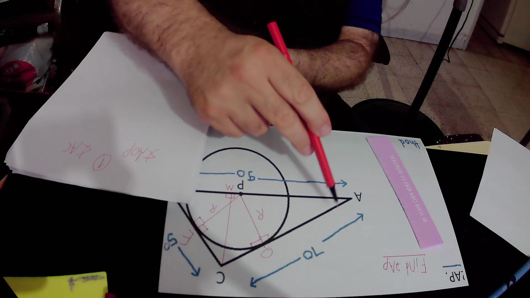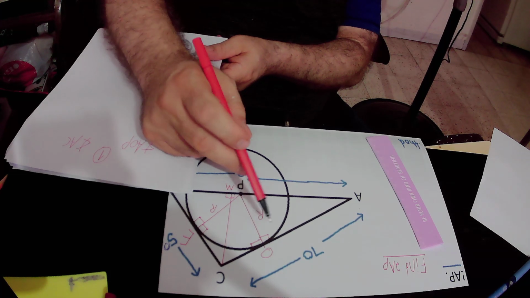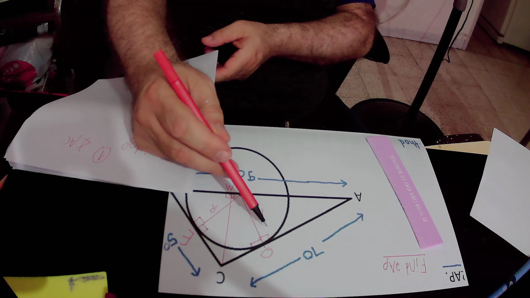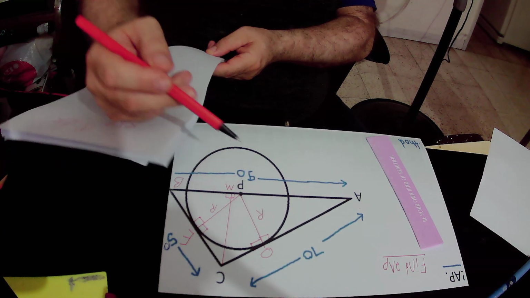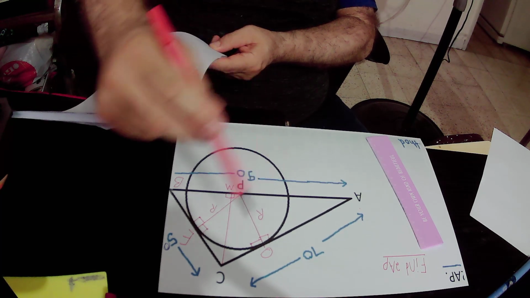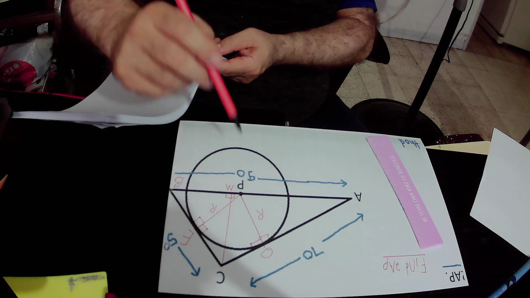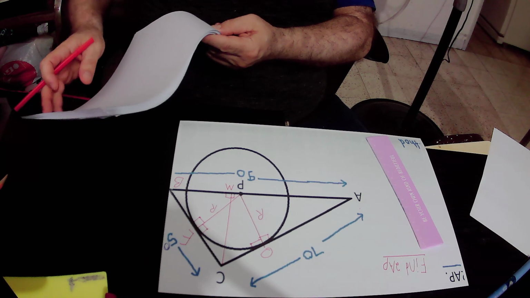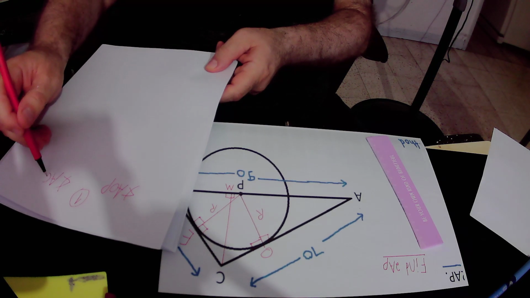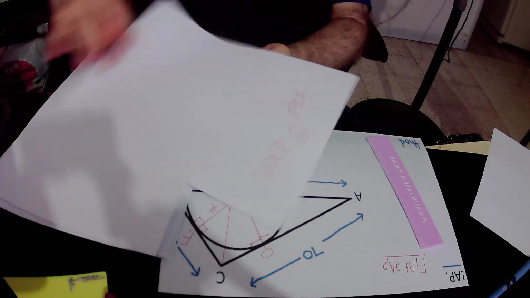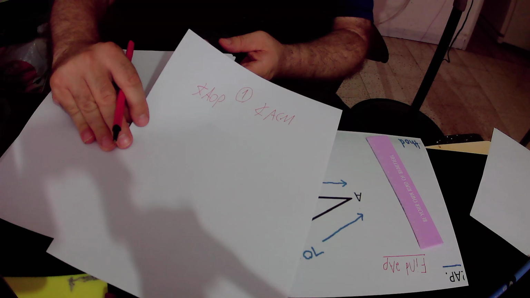This is triangle AOP. That is a right triangle, because angle AOP equals 90 degrees. And also triangle ACM is a right triangle. Why? Because angle AMC equals 90 degrees. So both of those triangles, triangle AOP and triangle ACM, are right triangles.